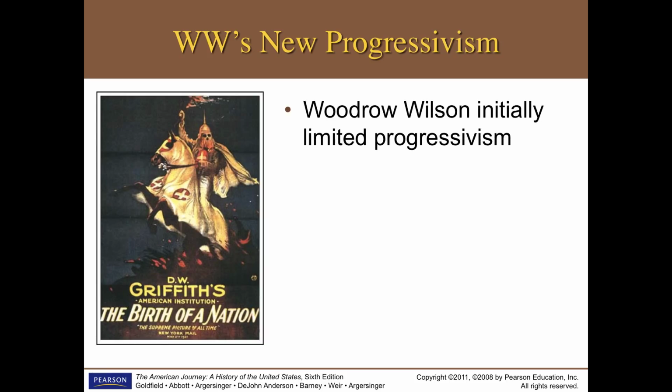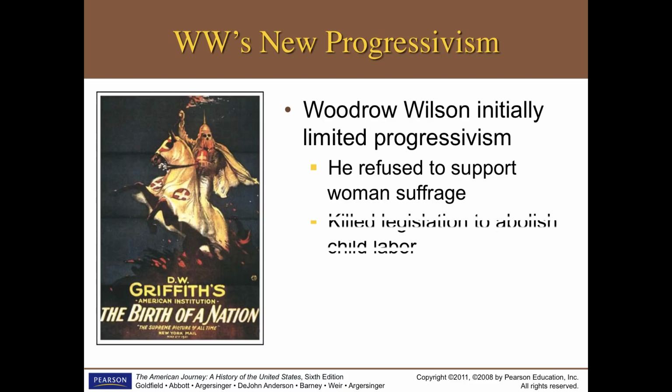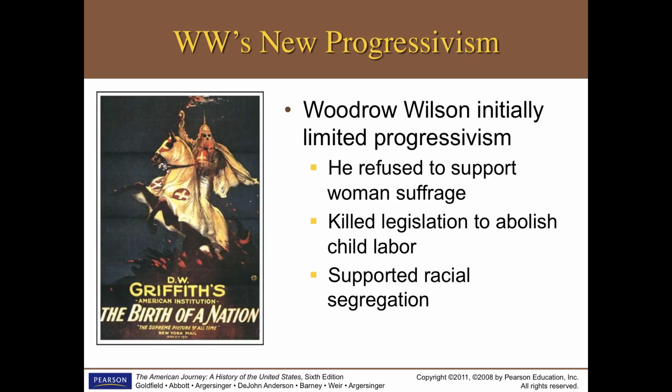Woodrow Wilson initially is going to limit a lot of the progressive movement. He refuses to support women's suffrage, so he does not support female suffrage. He also will not support child labor laws, so he allows children to work. And he also will not take a stance on racial segregation. So African Americans are going to be very disheartened by his presidency.